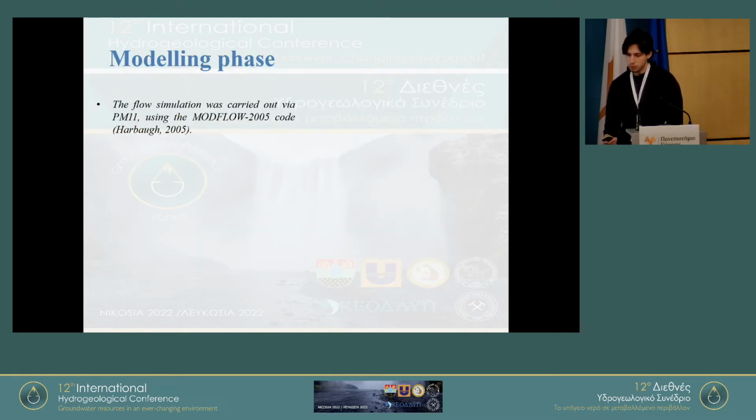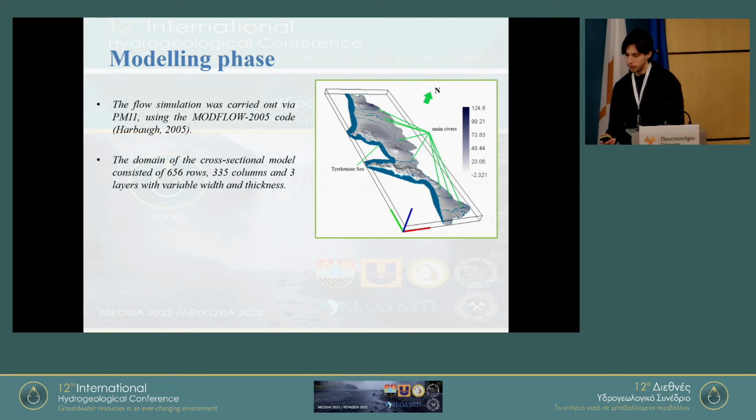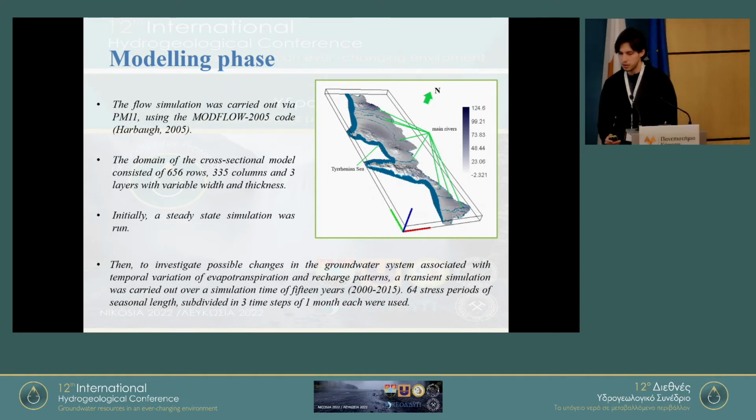The flow simulation was carried out via Processing ModFlow using the ModFlow 2005 code. Here you can see a three-dimensional sketch of the model domain that consists of 656 rows, 335 columns, and 3 layers with variable width and thickness. Initially, a steady-state simulation was carried out. Then, in order to consider possible changes in the groundwater system, a transient simulation was carried out over a simulation time of 15 years, from the year 2000 to the year 2015, considering 64 stress periods of seasonal length, subdivided in 3 time steps of 1 month each.